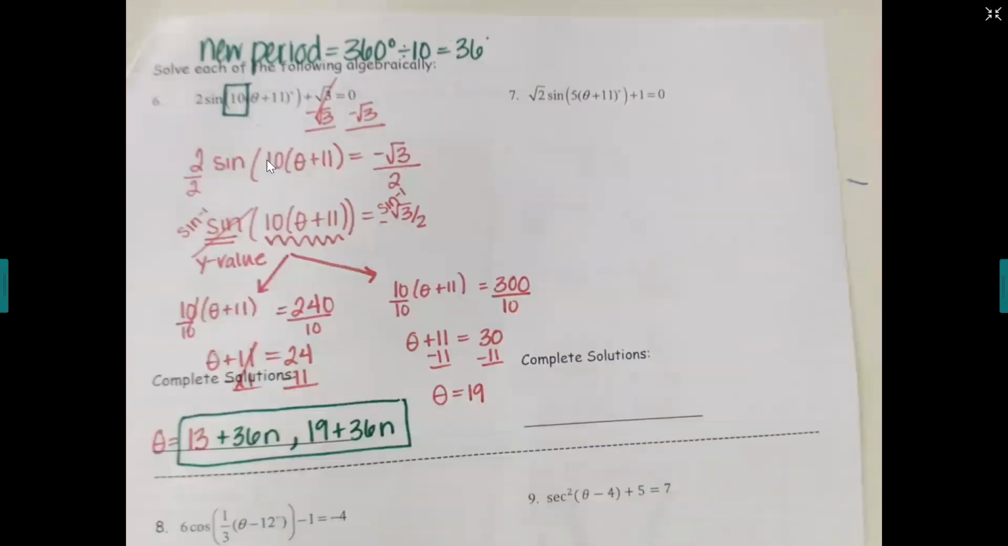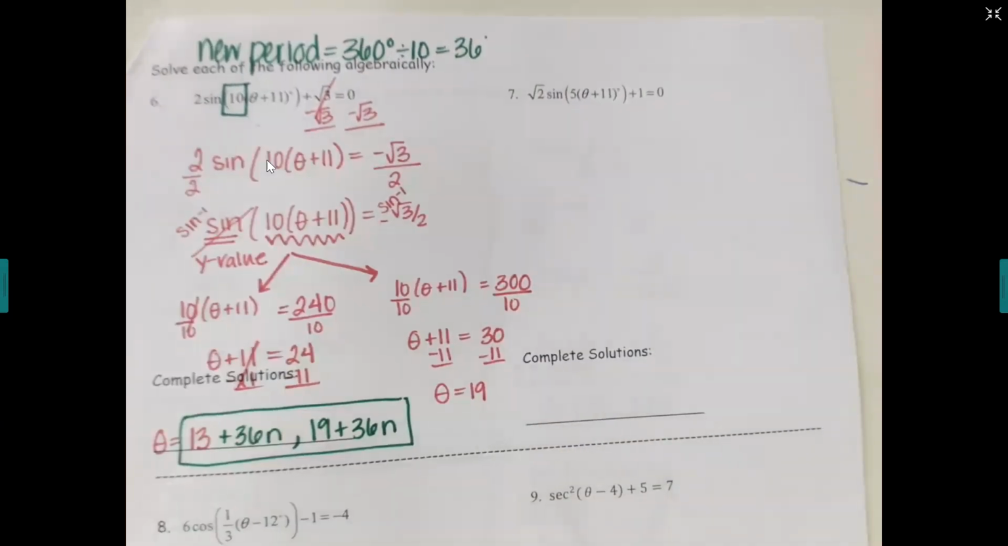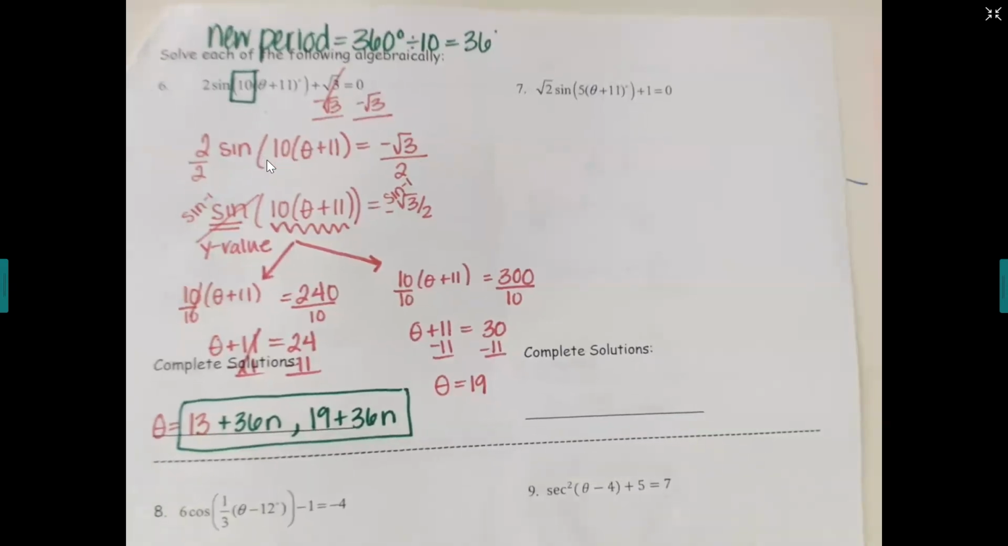And then I forgot to ask, but if your period is now 36 degrees, was that a horizontal stretch or a compression? That would be a compression because it got shorter. How do we feel about that? Good. Not too bad?